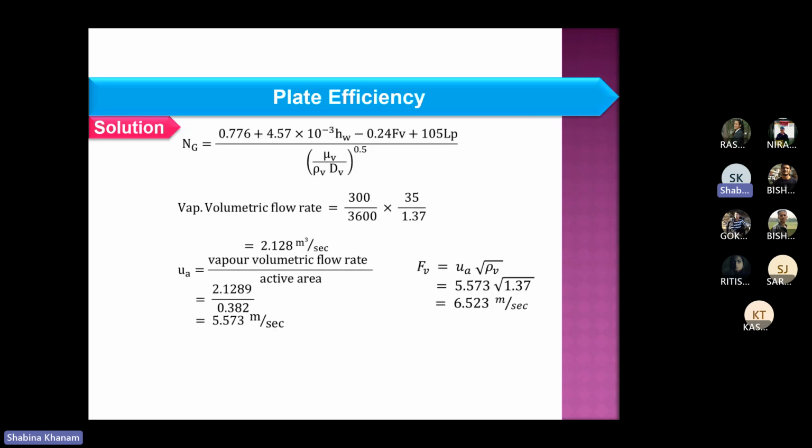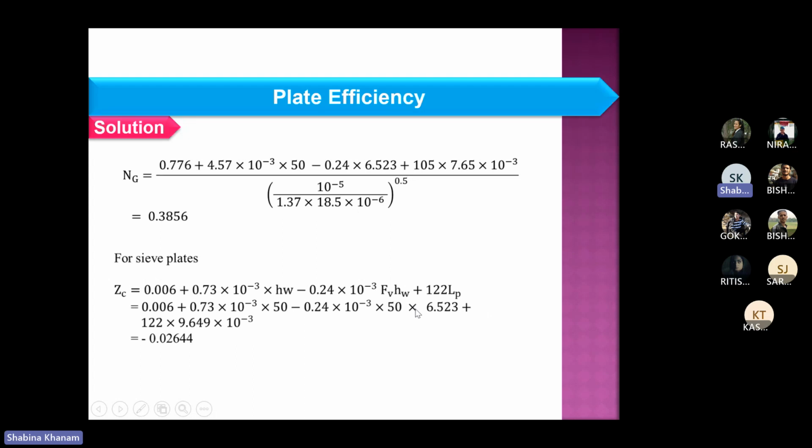So in this way all parameters you can decide, so you can find out number of transfer units in gas phase. Okay, and this is the expression, and you can calculate all parameters, FV and all. So for FV, UA is required, so that you can identify, and FV is coming as 6.523. Okay, so all parameters we know already. So Ng, number of transfer units in gas phase, is coming as 0.3856.